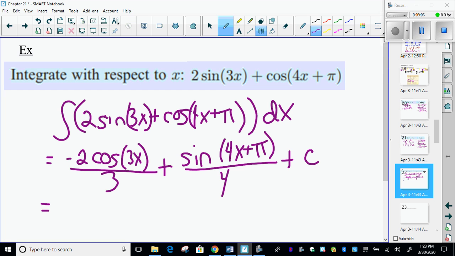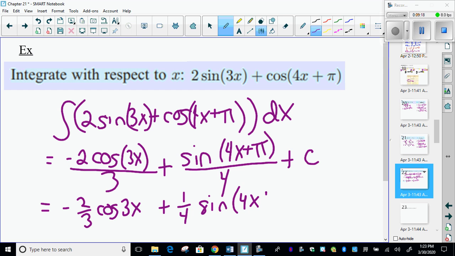Which then gives me, I'll just rewrite this, negative 2/3 times the cosine of 3x plus 1/4 times the sine of 4x plus pi plus c. And then if I gave you any coordinate points, we could then plug those in and find our c value. And then we would have all of our integration.